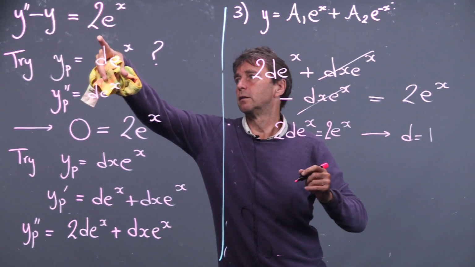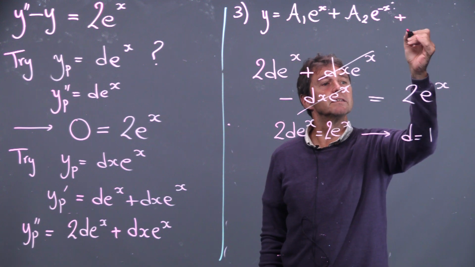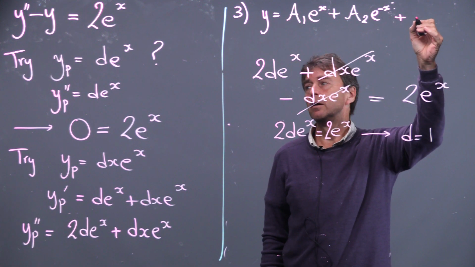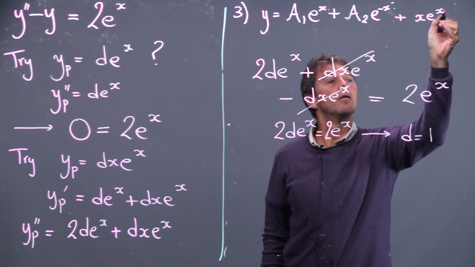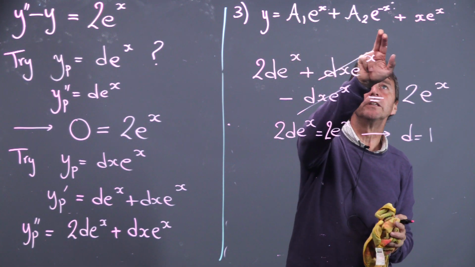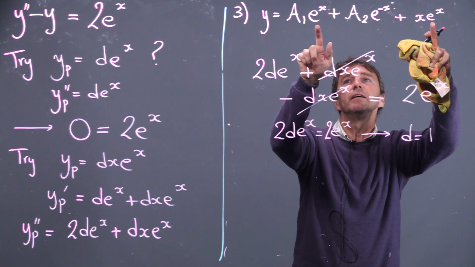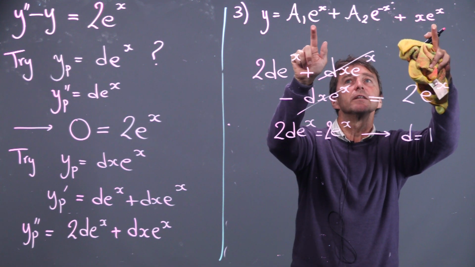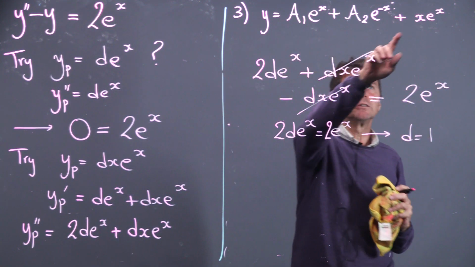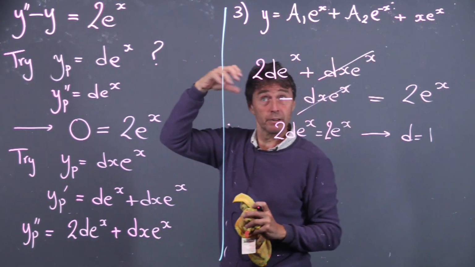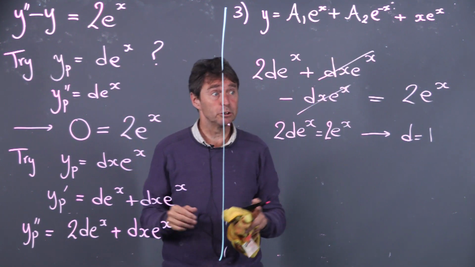So this problem has the general solution of the homogeneous solution there plus x e to the x. So there it is. That's the bit that corresponded to the homogeneous solution. The particular solution now is x times it. So that's how you fix things up in that special situation.